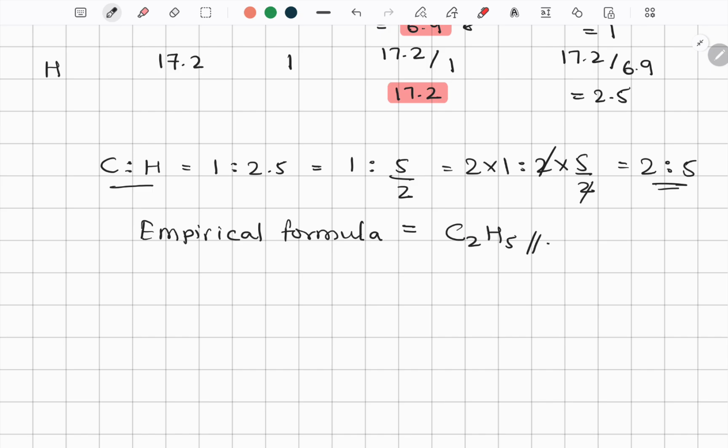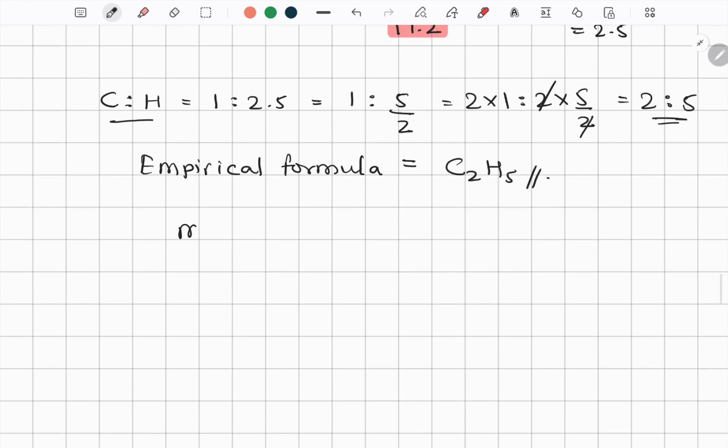C2H5. So why are we multiplying it with 2? Because we want to get rid of this fraction. Atoms cannot be in the form of a fraction. They have to be in the simplest whole number ratio, which is 2 and 5, and they cannot be in the form of 5 by 2 or 1 by 2 or 1 by 3, something like that. So now we have the empirical formula, and we can move forward towards the molecular formula.